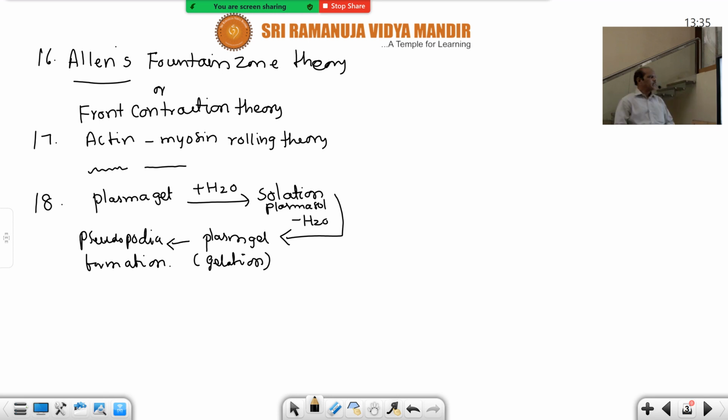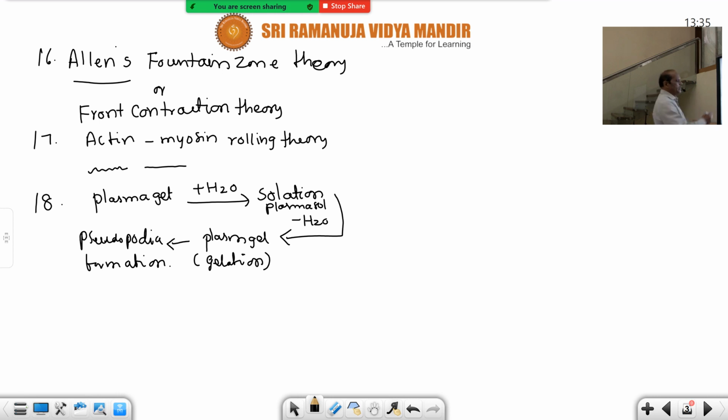So you remember this plasma gel. By gaining water molecules, it becomes plasma sol. That process is called solation. And by losing water molecules, the sol becomes gel. That is called gelation. Thus, pseudopodia formation takes place. So that is the main concept of the sol-gel interconversion theory.